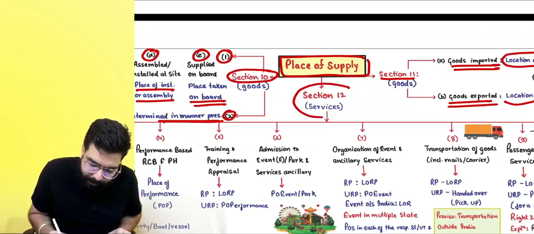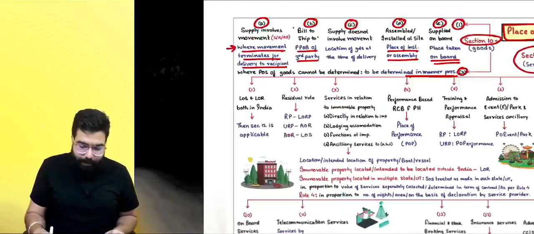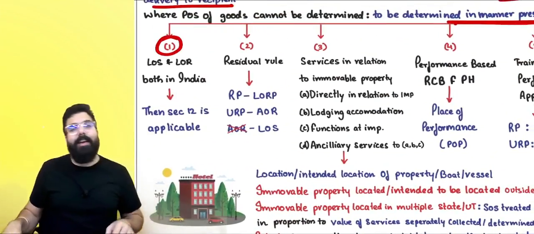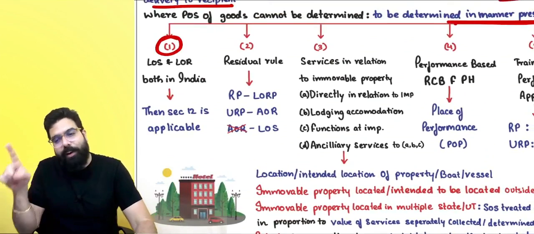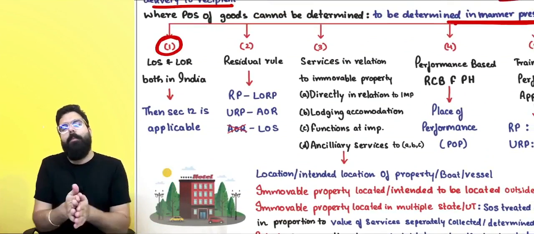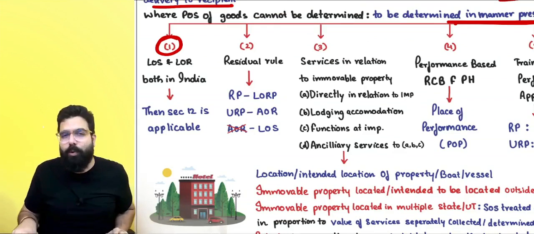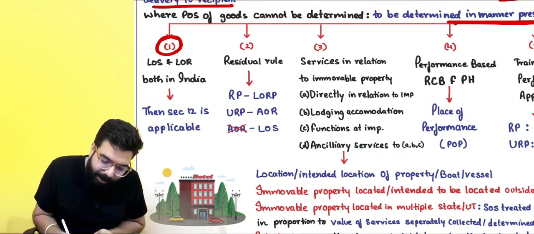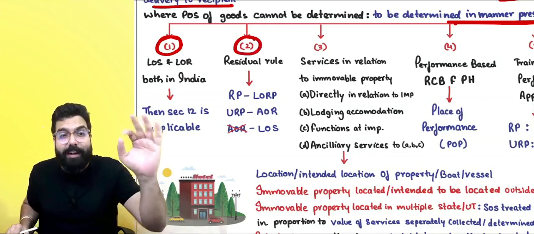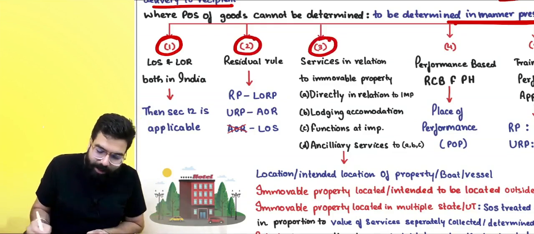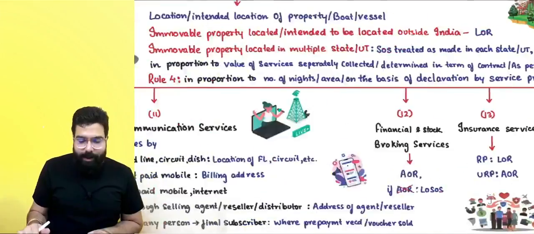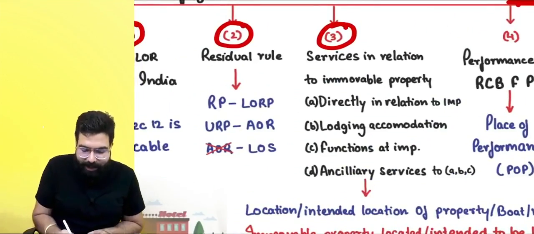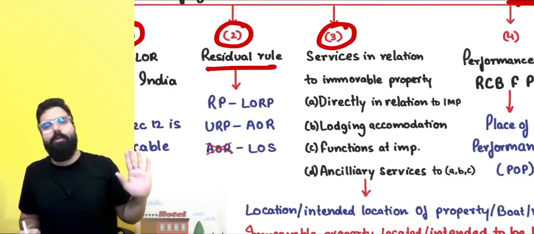Then we have section number 12. Section 12(1) says if location of supplier and location of recipient both are in India, then section number 12 is applicable. Section 12(2) talks about the residual rule, when sections 12(3) to 12(14) are not applicable. Then section 12(2) says the residual rule will be applicable to that service.